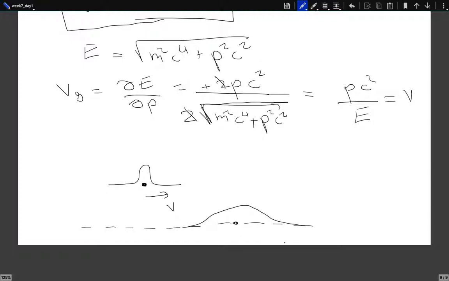Now the problem with defining the velocity of this wave is, should we define the velocity of the peak as the velocity of the wave? Or should we define the velocity of this point as the velocity of the wave, because this point moves slower, or this point moves faster?